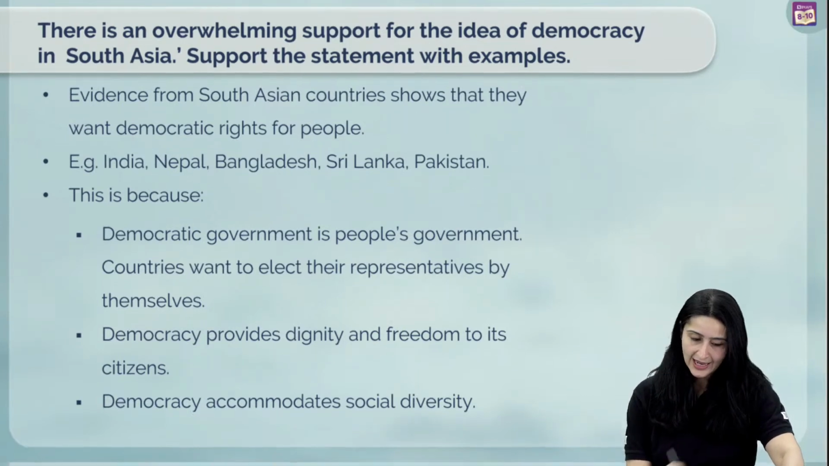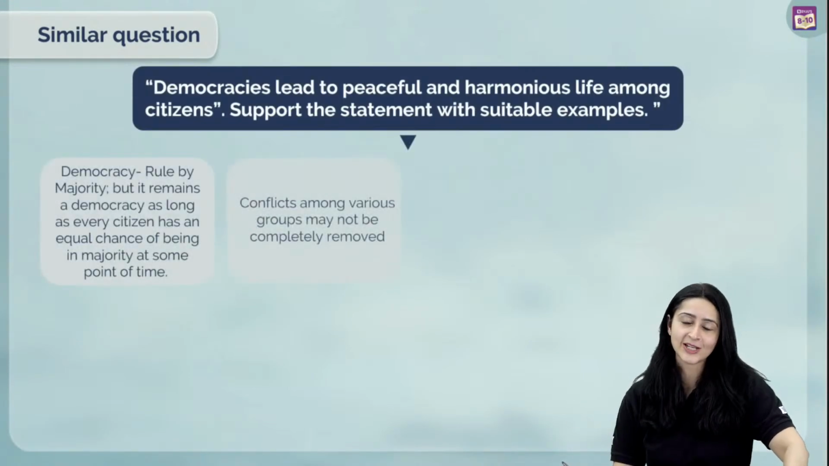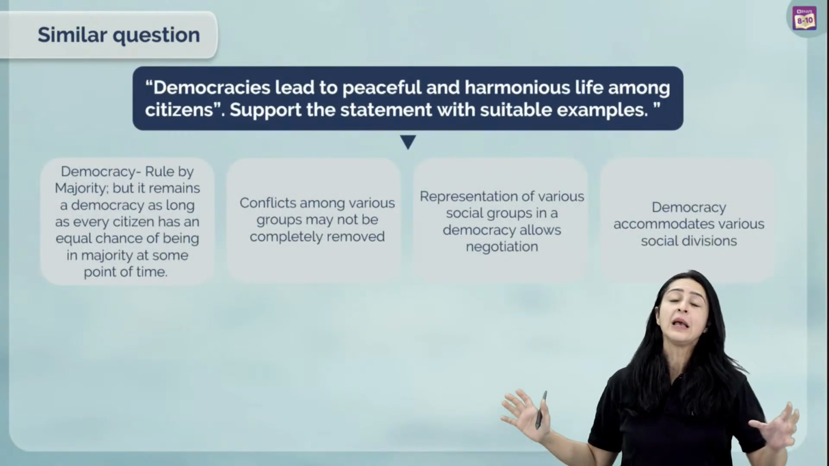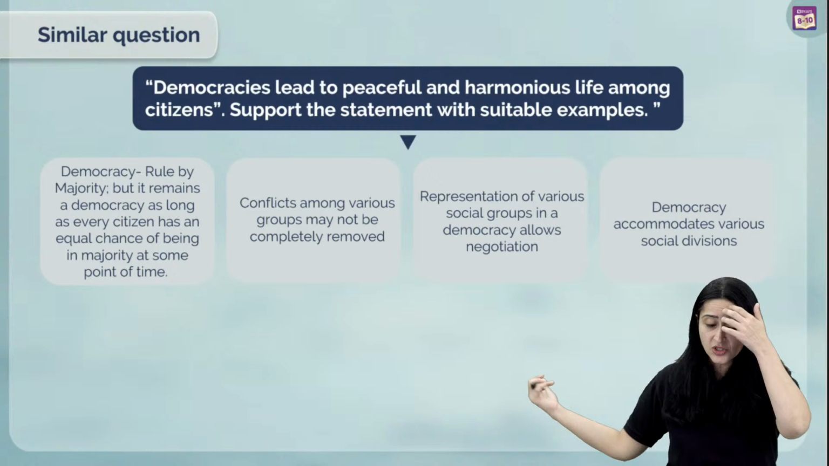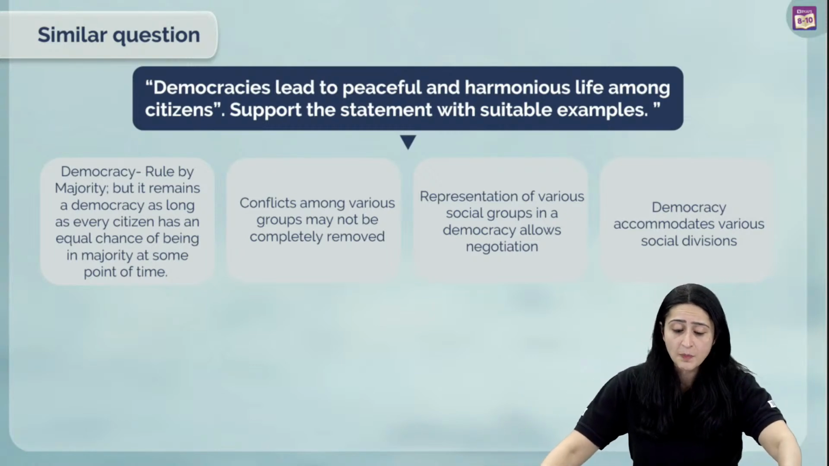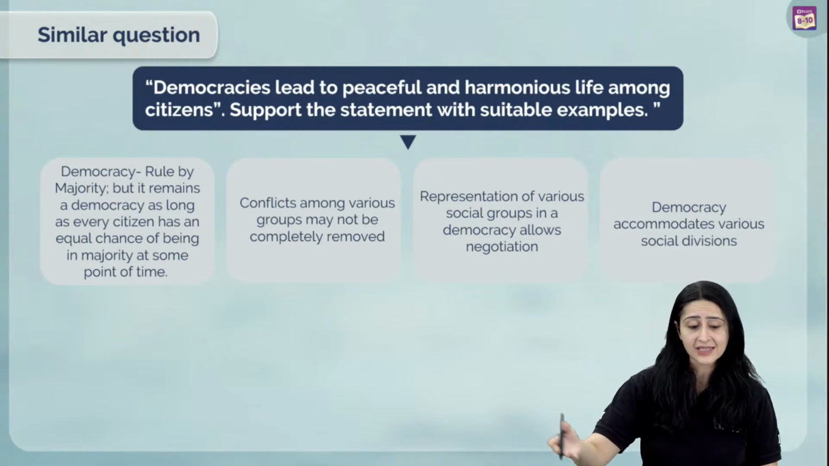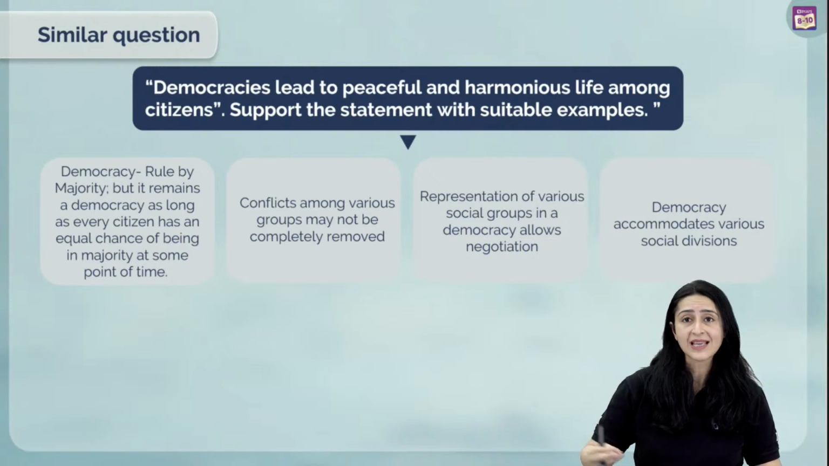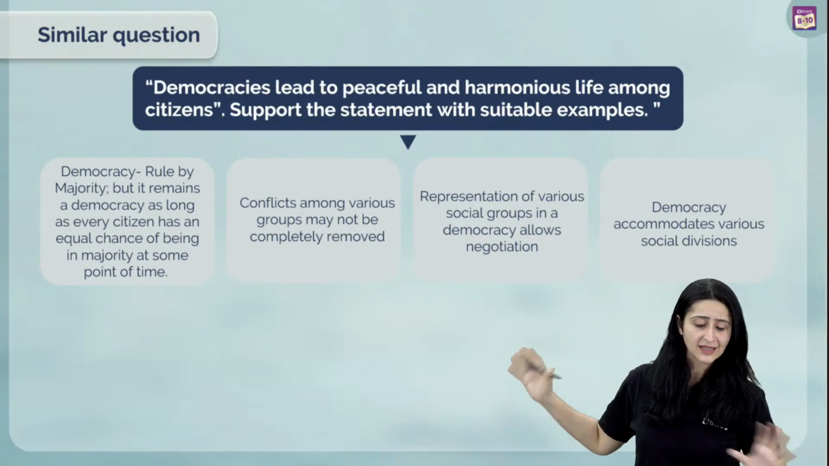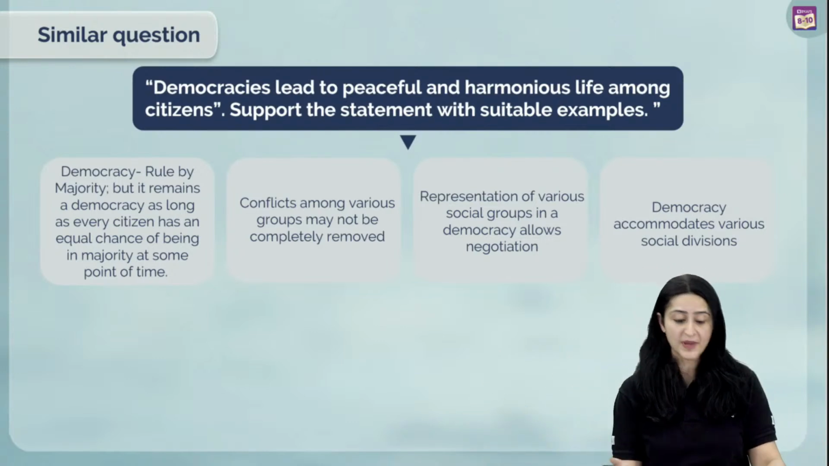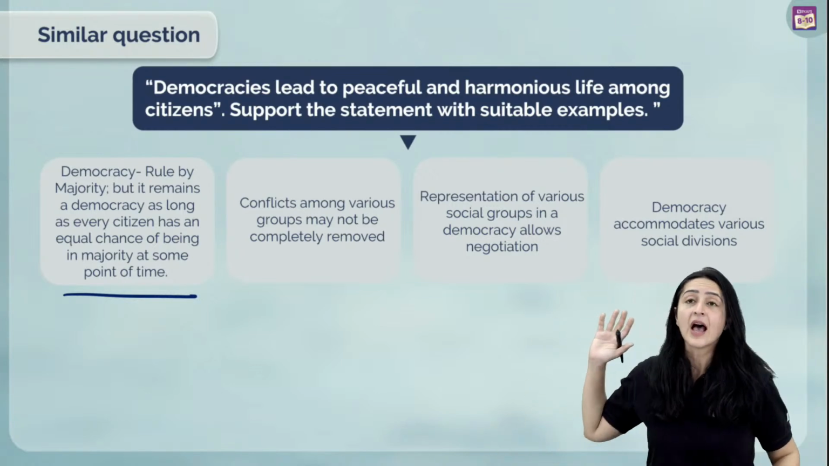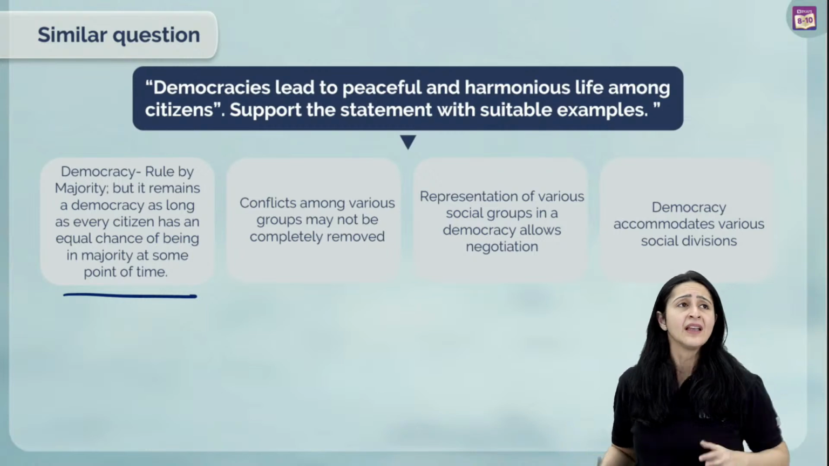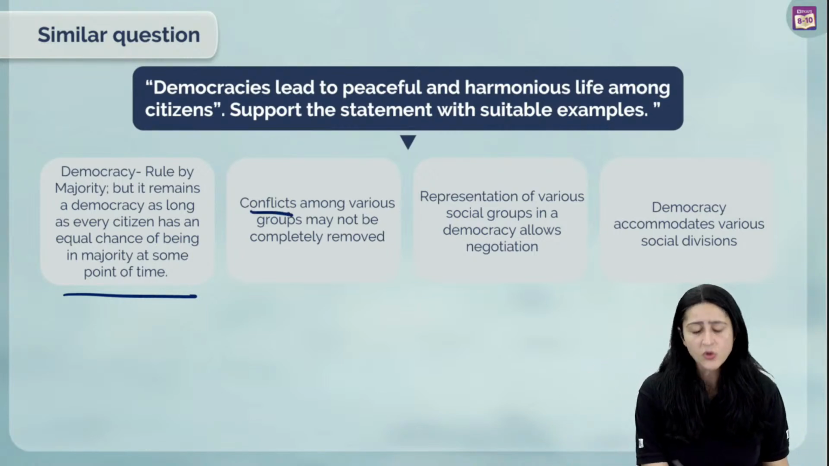Correct? Okay. Now, similar question. Again, this is on democracy, but like I said, if you know the concept of democracy, any question is very easy for you to answer. So we've put a question over here that says, democracies lead to peaceful and harmonious life among citizens. Support the statement with suitable examples. So in a democracy, there's a rule by the majority, which means that every citizen has an equal chance of being a part of the majority at some point in time. They can contest in elections. Now, in a country like India, when you're talking about conflicts, in a country as vast and diverse as India, there is bound to be conflicts among the people.